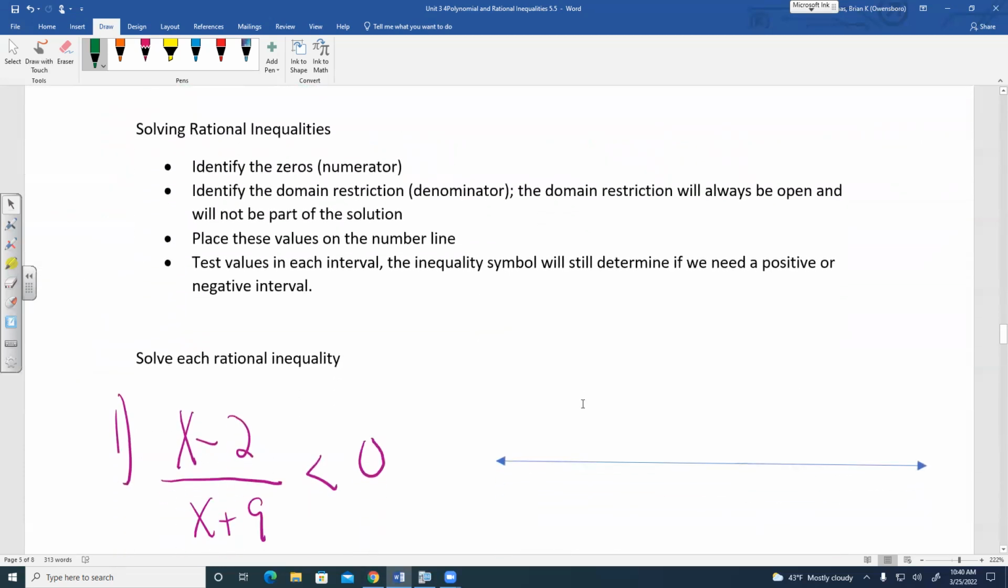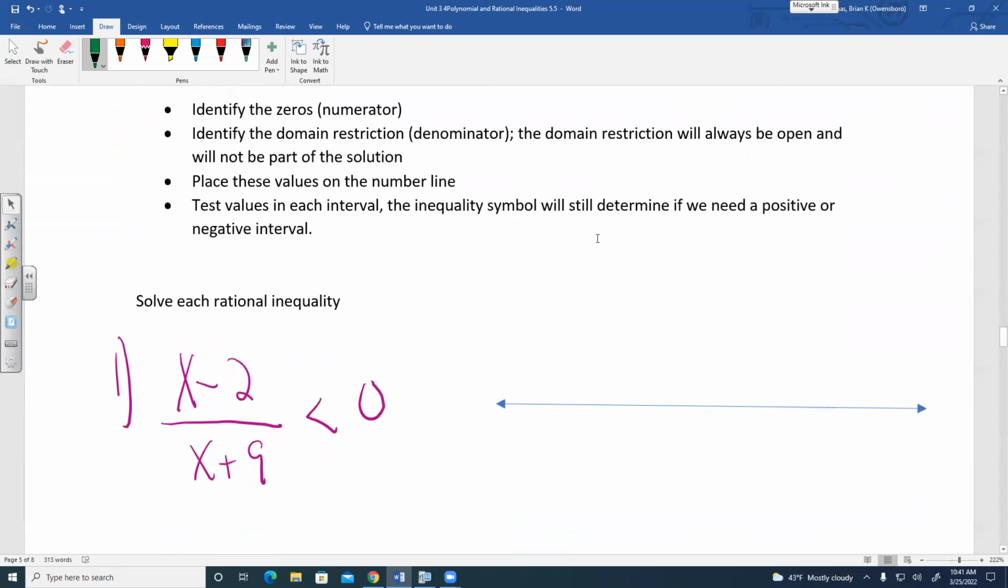So next thing we have is what's called solving rational inequalities. So again, we want to identify the zeros of the numerator. We also want to identify the domain restriction, the denominator. The domain restriction will always be open and will not be part of the solution. So keep that in mind. The denominator will never be part of the solution since it's going to be a domain restriction. So what we want to do is place these values on the number line.